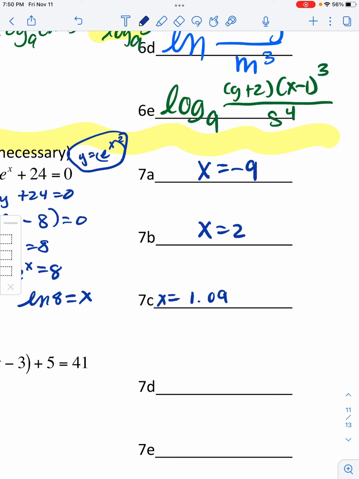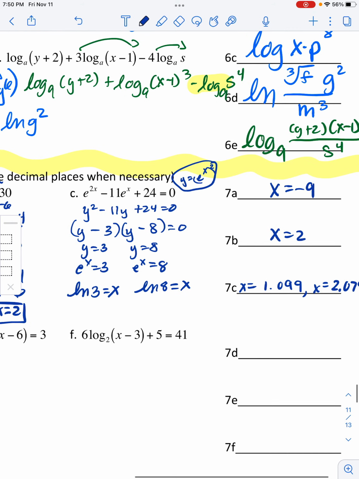Now be careful, it says 86, so that 8 rounds to a 9. And for my second option, ln 8, it's going to be 2.07, and then this one is 9 with a 4 following it. So they don't round the 9, I just leave it as that.